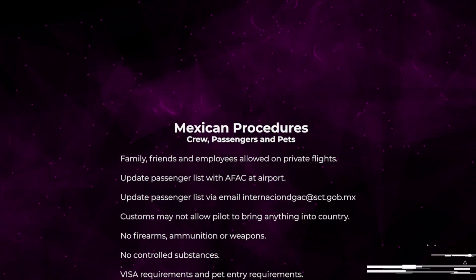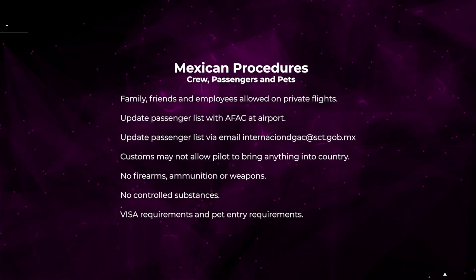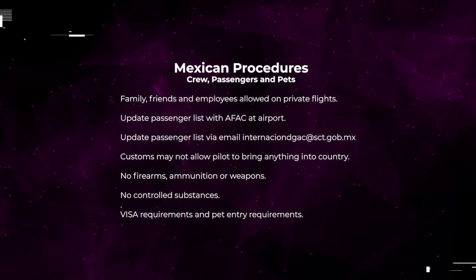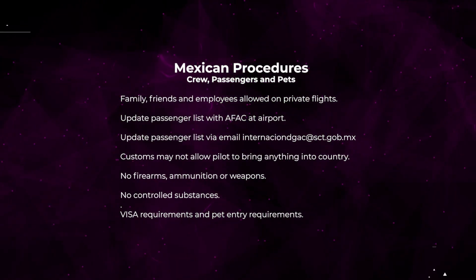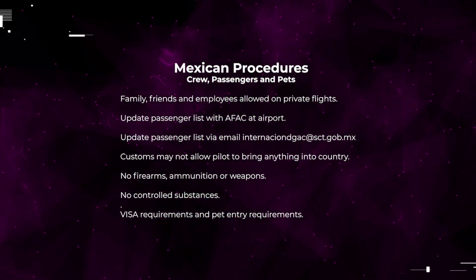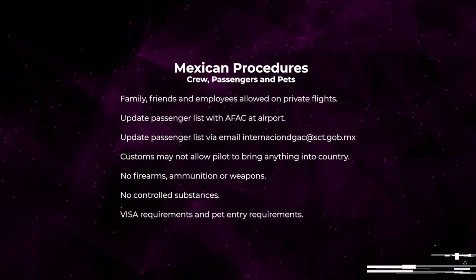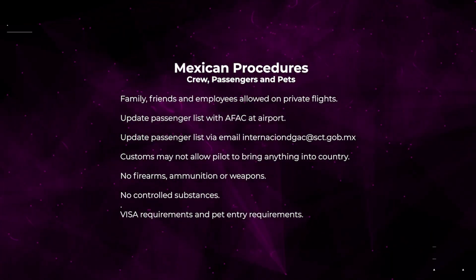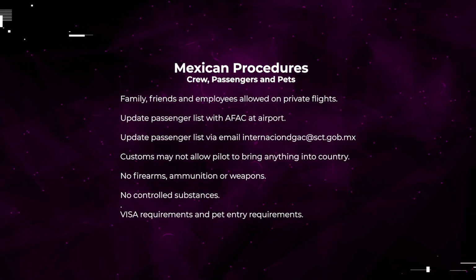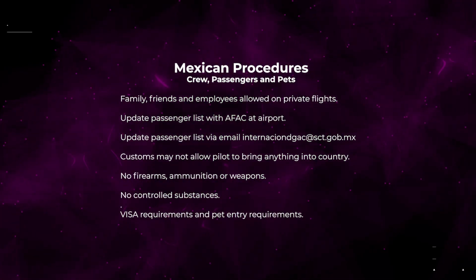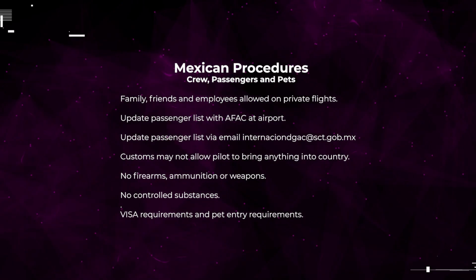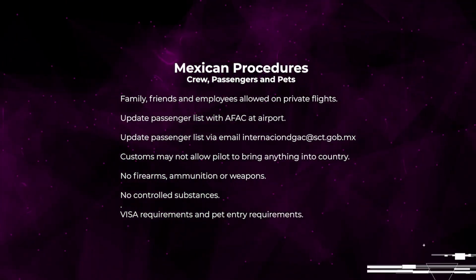When you enter Mexico, you are restricted to fly only with the passengers and crew that entered with the aircraft. However, you can modify the authorized list of passengers to take other people on board your aircraft by going to the Mexican Civil Aviation authorities at the airport and requesting to update the list. Another method is to send an email to the email address shown. However, there can be great variation on these procedures between airports, so actual results may vary.